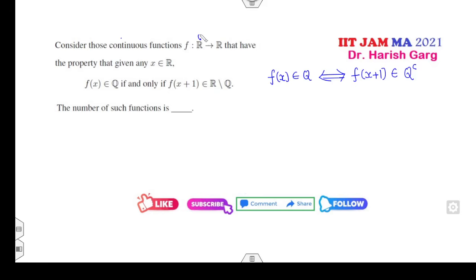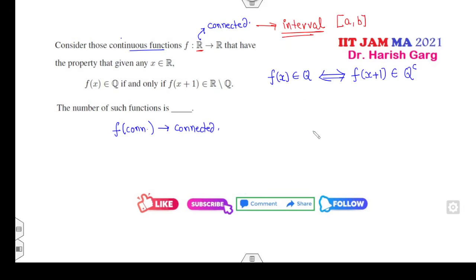First of all, what is R? We all know R is a connected set. Fine. And f is continuous. So the image of the connected set is connected. In R, what is a connected set? A connected set is always an interval. And whenever you have an interval, let's say (a, b), this interval contains both rational and irrational numbers, because Q and Q complement both have rational and irrational.